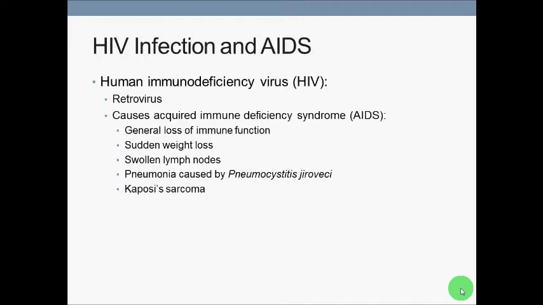HIV, if left untreated, eventually causes acquired immunodeficiency syndrome, which is AIDS. AIDS is characterized by general loss of immune function. So it suppresses the immune system. Sudden weight loss, swollen lymph nodes, pneumonia caused by other infectious diseases, and Kaposi's sarcoma, which is a type of cancer.